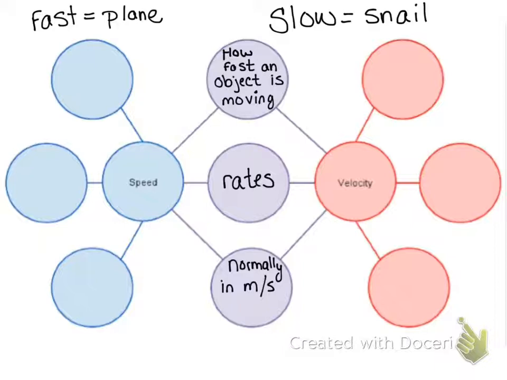So as we get started, let's talk about speed, because that's something we're more familiar with. So speed is a measure of the rate a distance is traveled. So what does that mean? That means how long did it take me to get from point A to point B? So the total distance that I went.